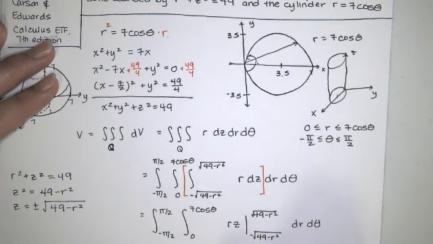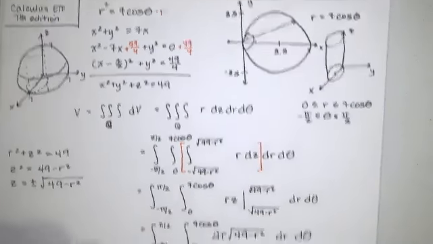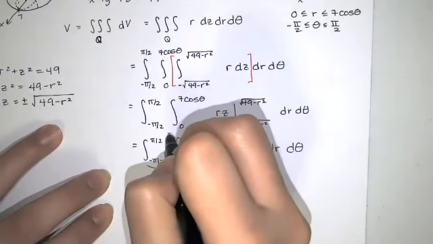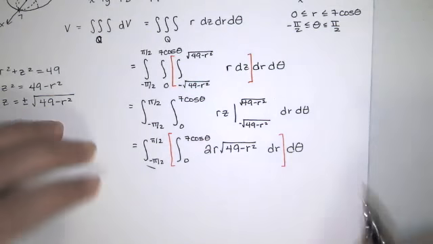I can factor out the r, and then I'll have this positive square root minus the negative square root. Subtracting a negative is adding. So we're going to end up with 2 times the square root of 49 minus r squared. Then we anti-differentiate with respect to r.